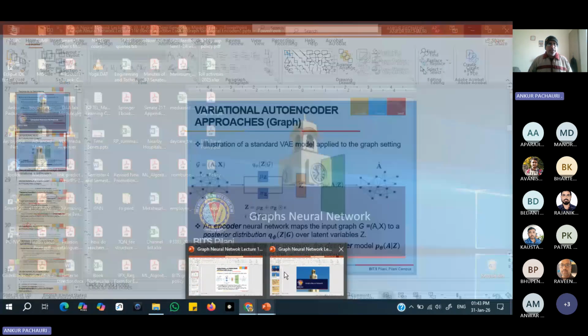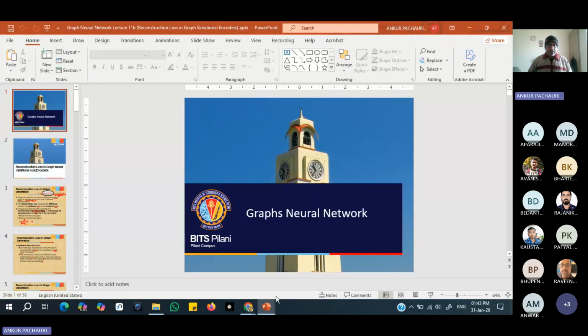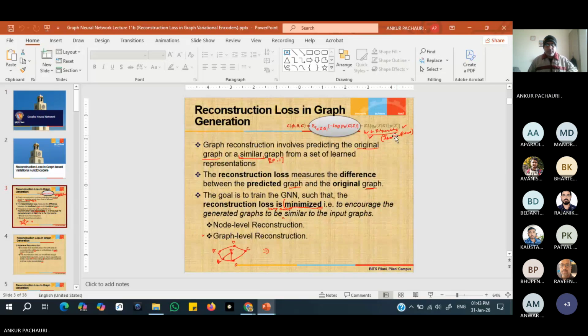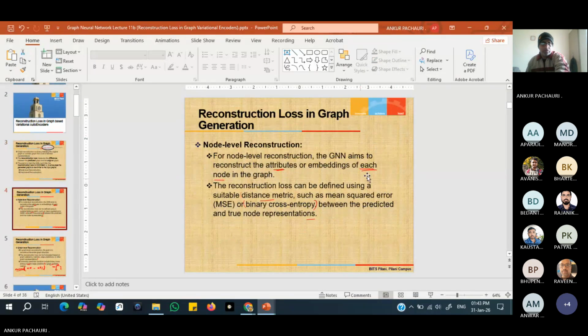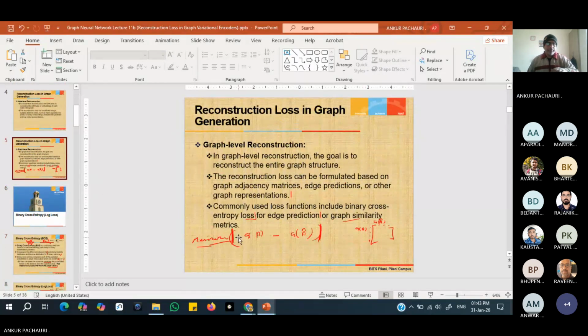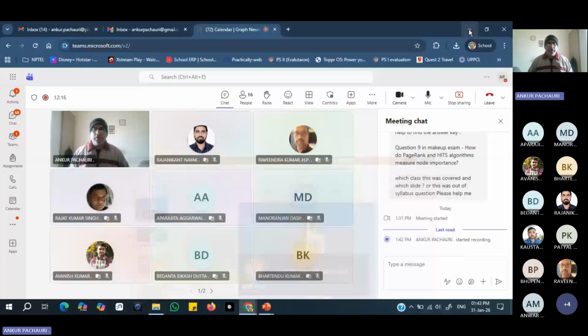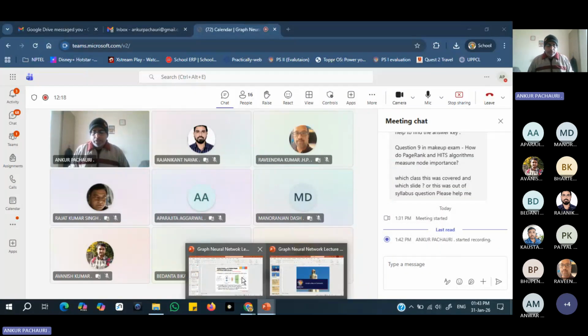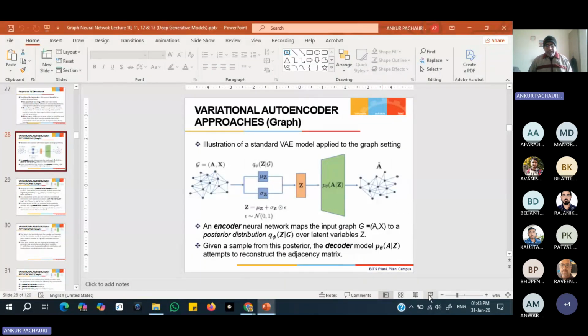So let us quickly move ahead. I can do it later on. Whenever it will be required, I will be doing it. Now let us start from where we have left.